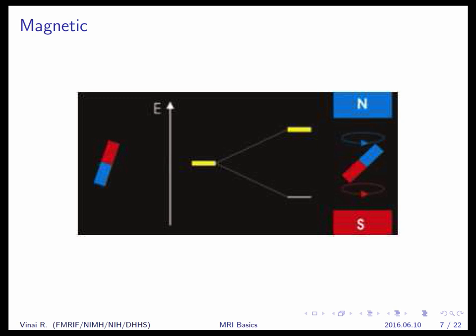Sorry? That's actually how you jump between them. But how this gap is made bigger, and gives you more polarization, is actually with stronger magnets.